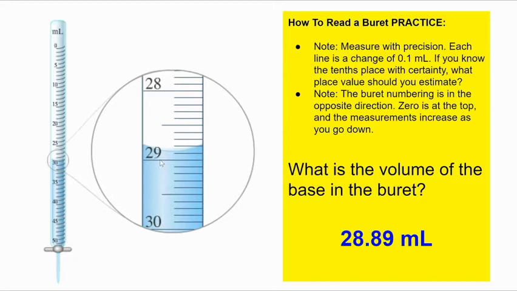Hopefully you told me it was 28.89, or you could have a different number right at the end, because that is our uncertain digit, the one that we're estimating. We can clearly see, though, and we should all agree that if this is 28.5, this is 28.6, 28.7, 28.8, our solution is somewhere between 28.8 and 28.9. And so that uncertain digit, the hundredths place digit, is the one we should be estimating.